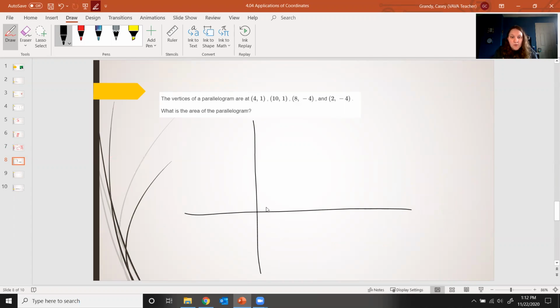All right. 1, 2, 3, 4, 1. So here's one vertex. 5, 6, 7, 8, 9, 10, 1. Here's another one. 1, 2, 3, 4, 5, 6, 7, 8, -4, and 2, -4. I'm going to go ahead and label those just because this is a sketch. Okay, so here is where my parallelogram would be.